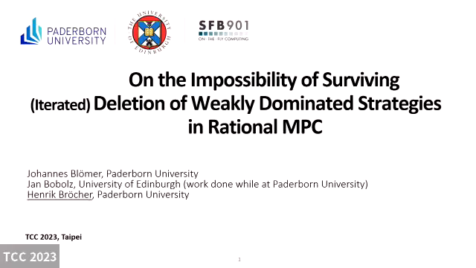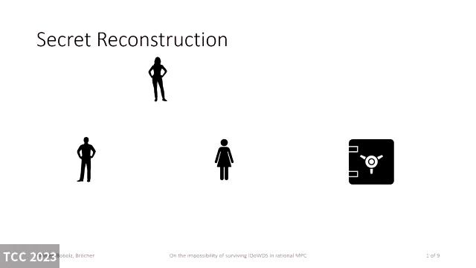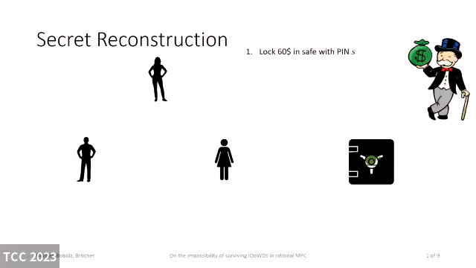So, a fairly long title, and though it features rational MPC at the very end, in our results and in this talk, I will mainly focus on secret reconstruction. Namely, I'd start with a toy example where we have three parties, we have a safe, and we have a rich guy who puts $60 in the safe. So just $60, not that rich. But anyway, he then shares the pin for the safe among the three parties.